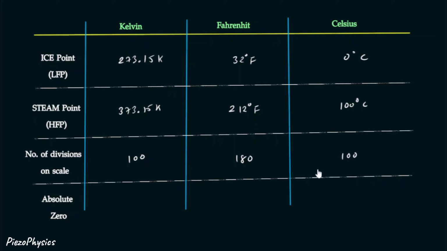And absolute zero for Kelvin is 0 Kelvin. On Fahrenheit it is minus 459.69 degrees Fahrenheit, and on the Celsius scale absolute zero is minus 273.15 degrees Celsius. So these are the main values to remember for the different temperature scales.